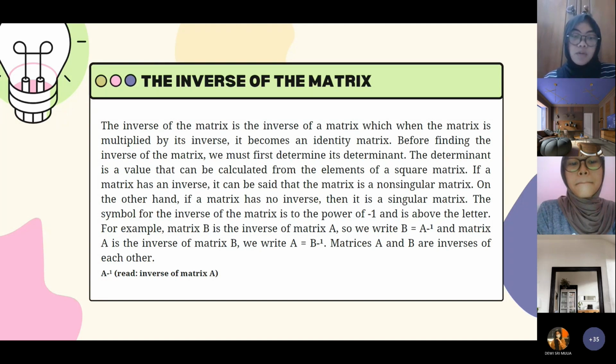The symbol for the inverse of the matrix is the power of -1 written above the letter. For example, matrix B is the inverse of matrix A. So we write B equals A to the power of -1, or we read it as inverse of matrix A. And matrix A is the inverse of matrix B. We write A equals B to the power of -1, or we read it as inverse of matrix B. Matrices A and B are inverses of each other.